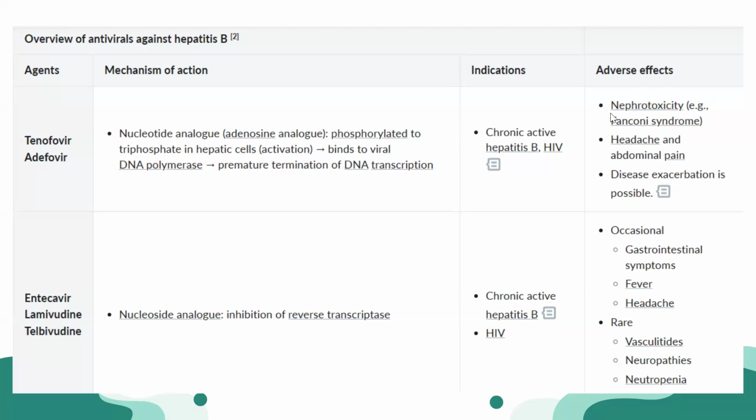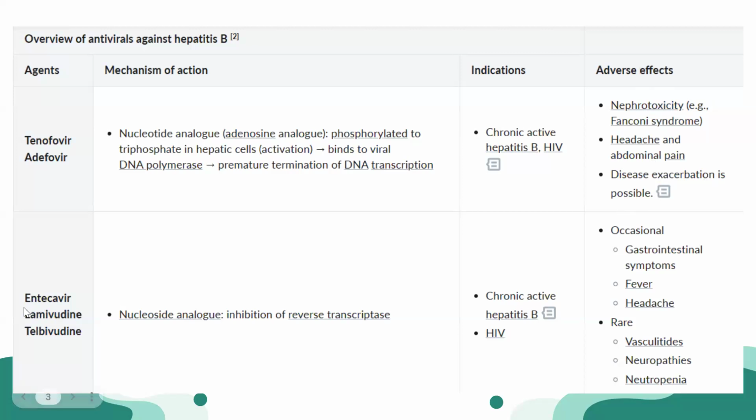Adverse effects include nephrotoxicity, headaches, abdominal pain, and possible disease exacerbation. It's not very common. It is quite rare. So I would say it's not very important for you to note, but I think the nephrotoxicity, the headache, and the abdominal pain are more important for you guys to know.